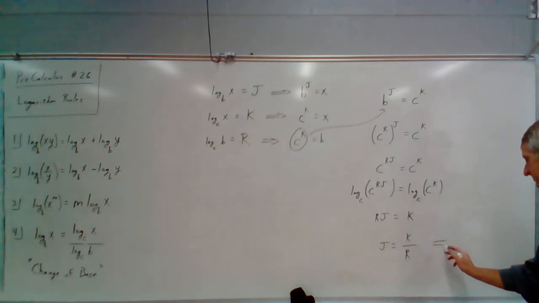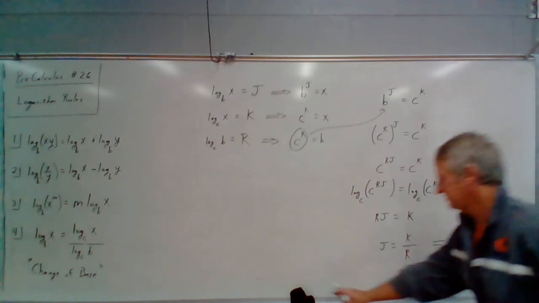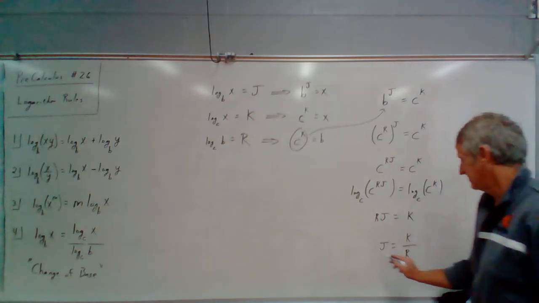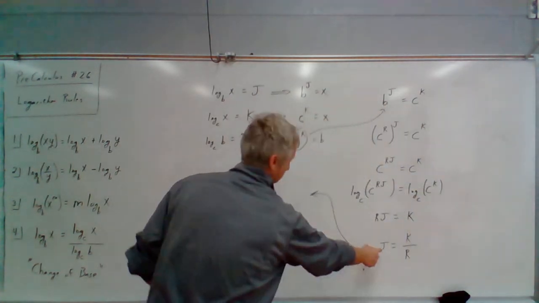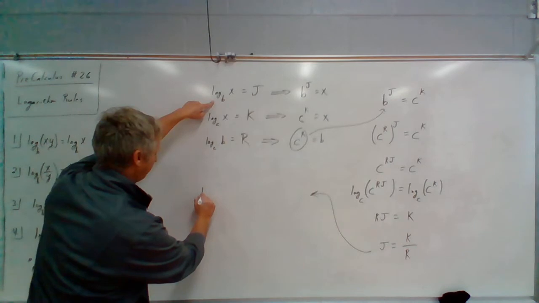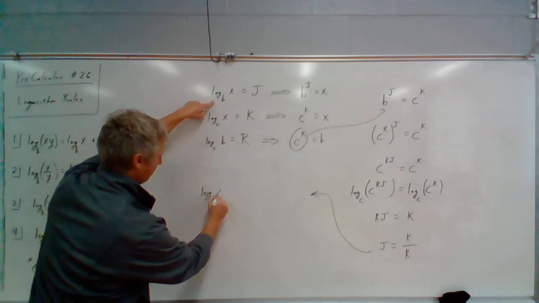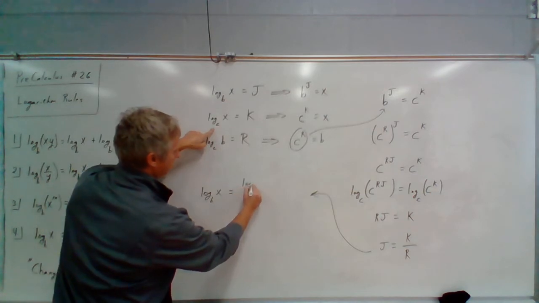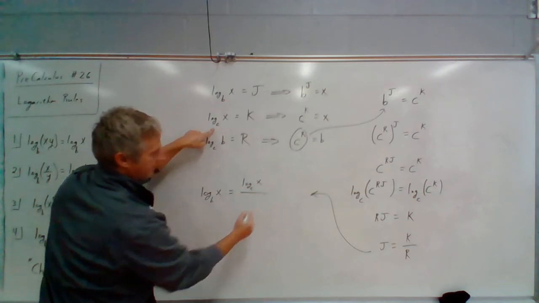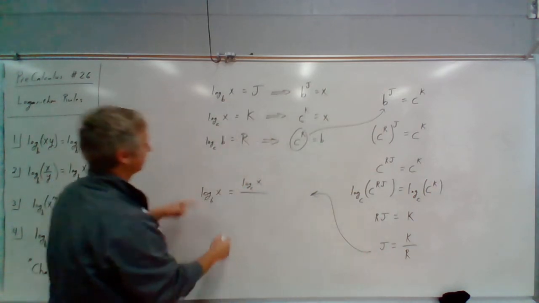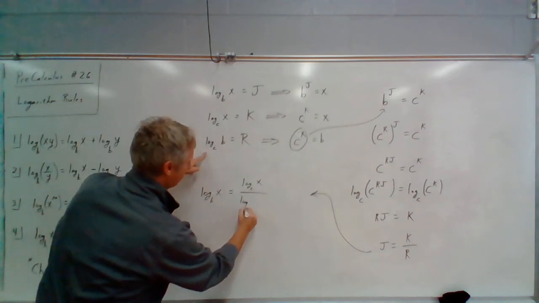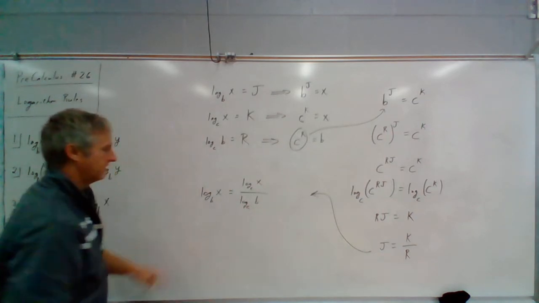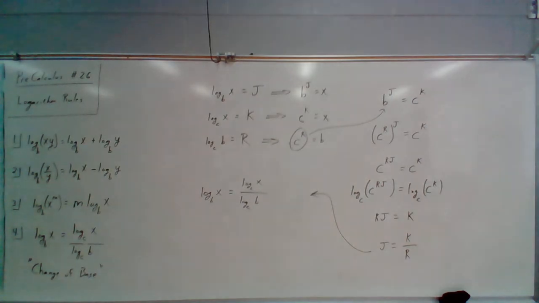All right, then final step that I don't have room for there. Let's go over here. J is log base b of x. K is log base c of x. And r is log base c of b. Hey, and that's what we were trying to prove. So we have proven the change of base formula.